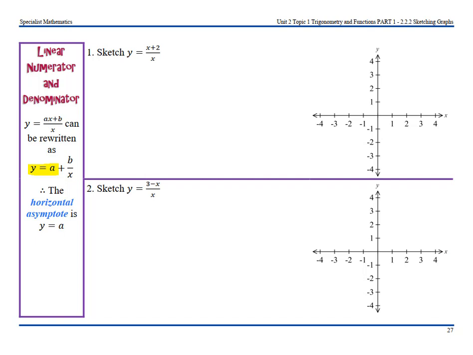Okay, so if we look at the first one here, first of all, my denominator can't equal 0, so therefore x can't equal 0. Split our fraction, we have x over x plus 2 over x, which is 1 plus 2 over x. So if you look back to what you were doing in methods, we saw that that was a hyperbola.